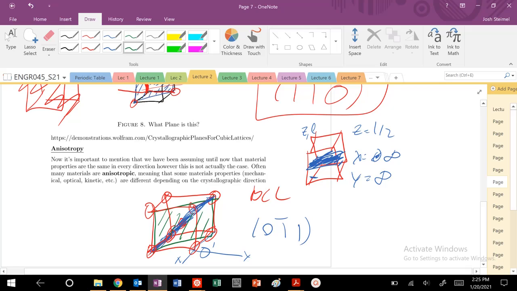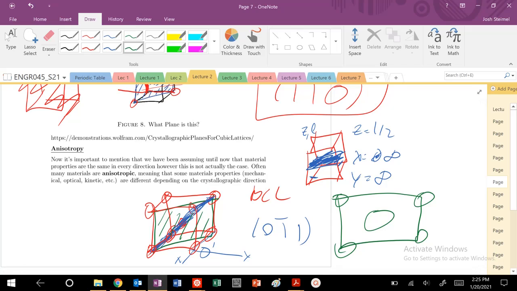This plane is very, very important in BCC. Why? Because you can see this plane has the most atoms that go through it. I have an atom here, here, here, here, and an atom right in the center. This is what's called a closest packed plane. And directions can apply here too.